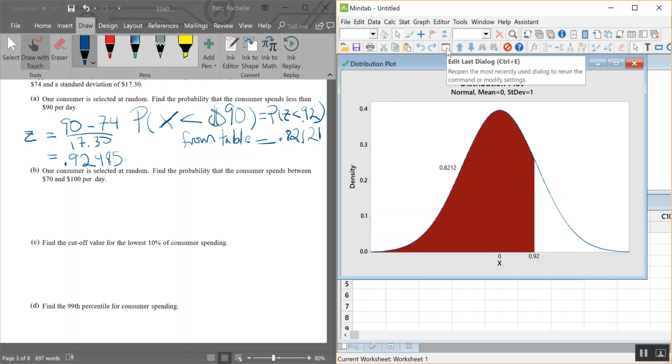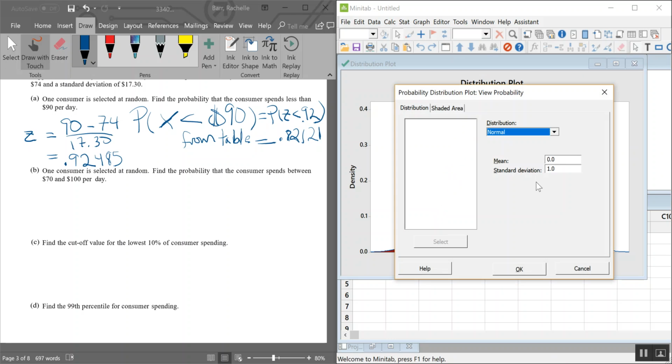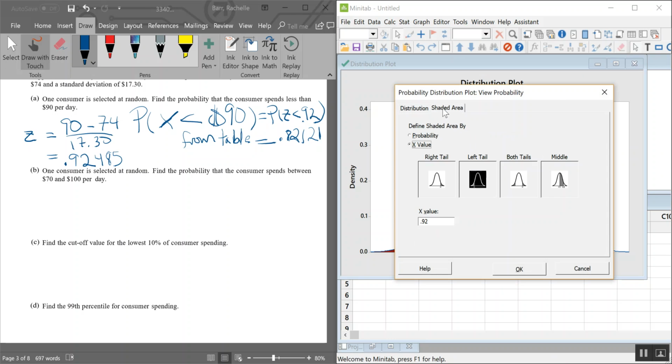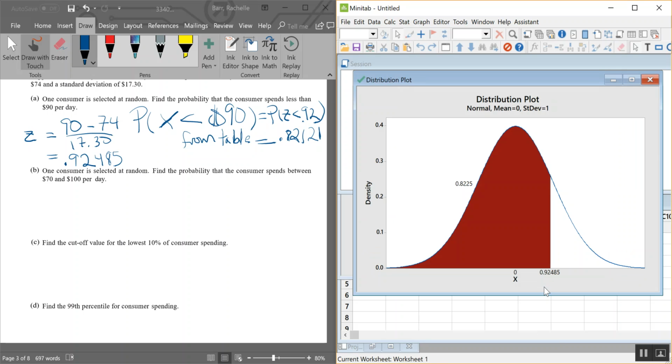So there's this little edit last dialog button that's kind of fun on Minitab 18, that if you click on it will bring up the last thing you did. So in particular, I did a left tail, 0.92. Let's put in the rest of the places. 4, 8, and then 5. And hit OK. Aha! So, more accurately, it is 0.8225.